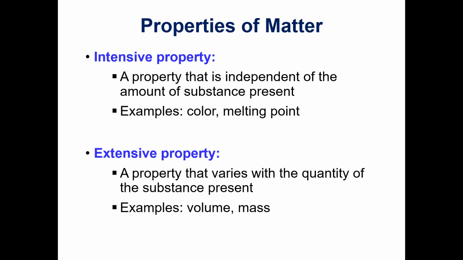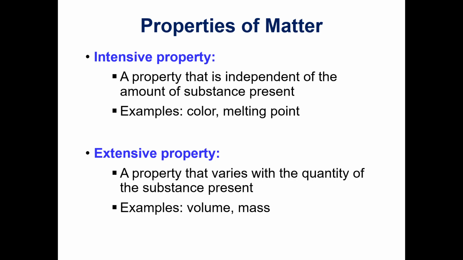So let's talk about some of the properties of matter. We can divide properties of matter into intensive properties and extensive properties. Intensive properties are things that are independent of how much substance we have. For example, the color of a substance doesn't depend on how much you actually have. It's going to be the same color whether you have a gram or a kilogram or 1,000 kilograms.